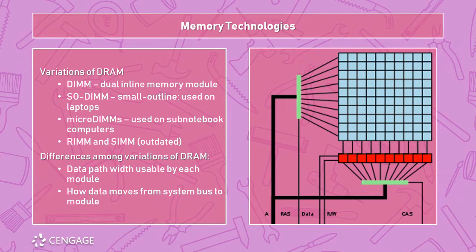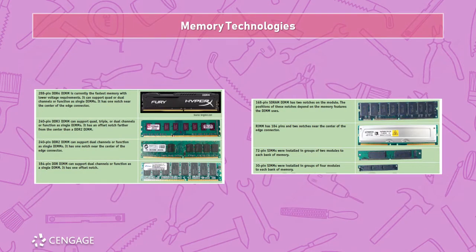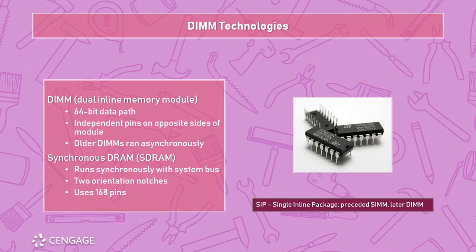So the variations tend to change based on how wide the data path is for each module and how data moves from the system bus to that module. Here we have a number of different types of RAM. We've got SIMMs, DIMMs, RIMM, and DDR classes 1 through 4, and you can see there are all these different qualifiers of what makes them what they are. Traditionally a DIMM has a 64-bit data path and previously used to run asynchronously. Synchronous RAM, or SDRAM, runs in concert with the system bus, meaning that it is clocked to the same timing, so it didn't have to constantly be regulated as it was delivering information to the CPU.